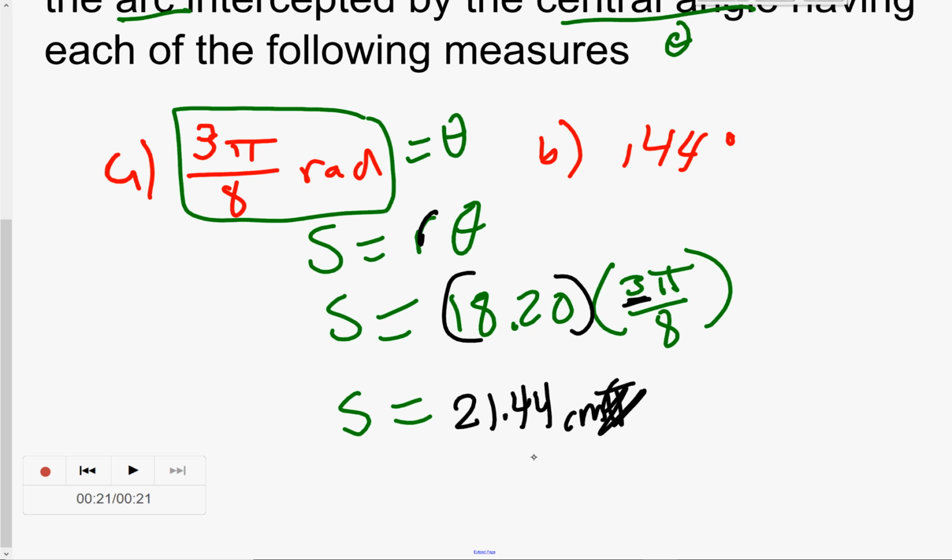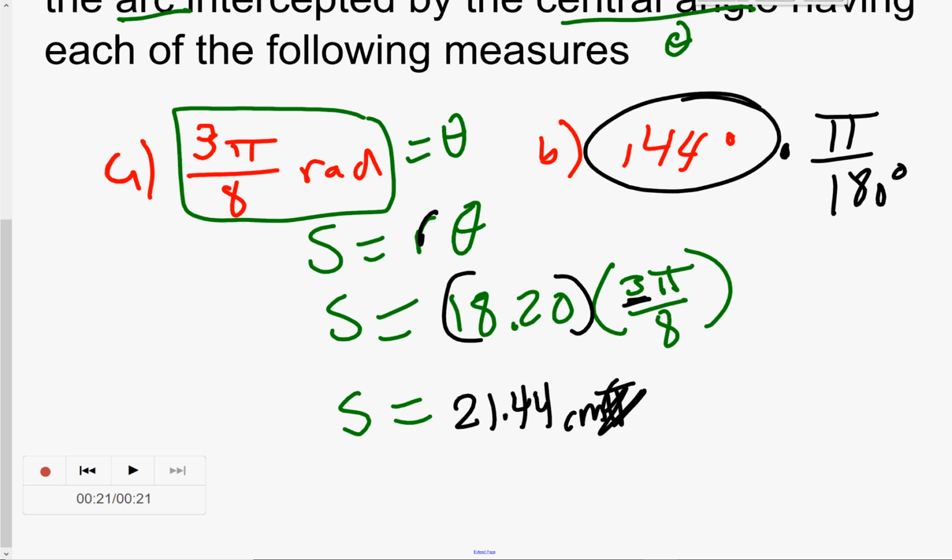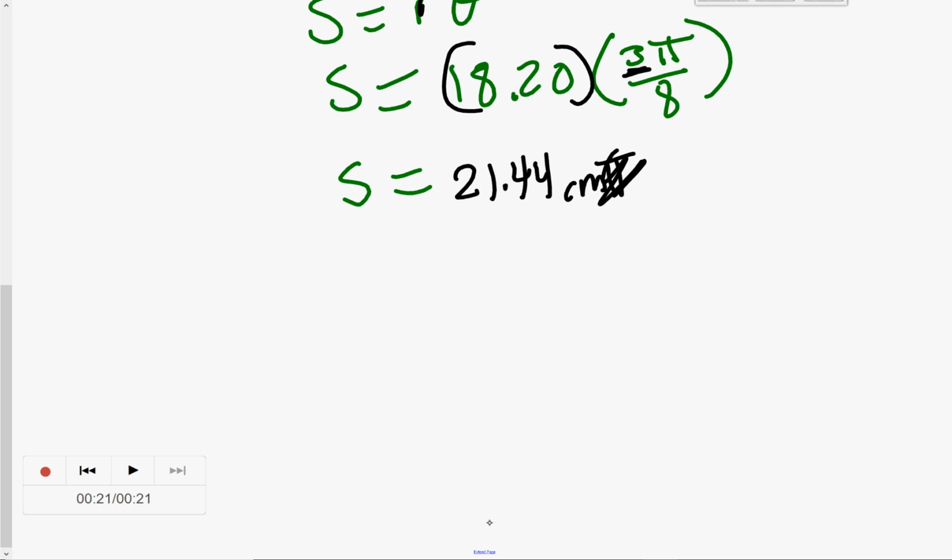So my arc length will have that same units. Okay, so if I have 144 degrees, I can't leave it as 144 degrees, so I can't take 144 and multiply by 18.20. So what I've got to do is convert this. I multiply it by pi over 180 degrees, because then my degrees will cancel, one on top, one on bottom. I can take 144 and divide that by 180. So here on this second one, I have 144 over 180 times pi.